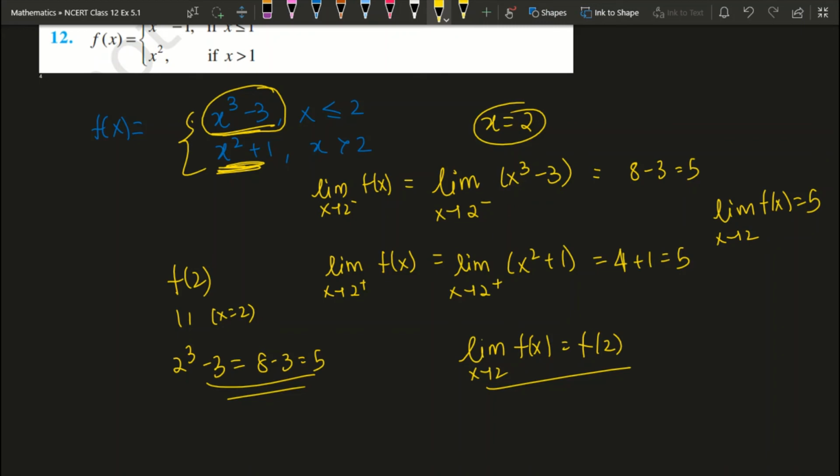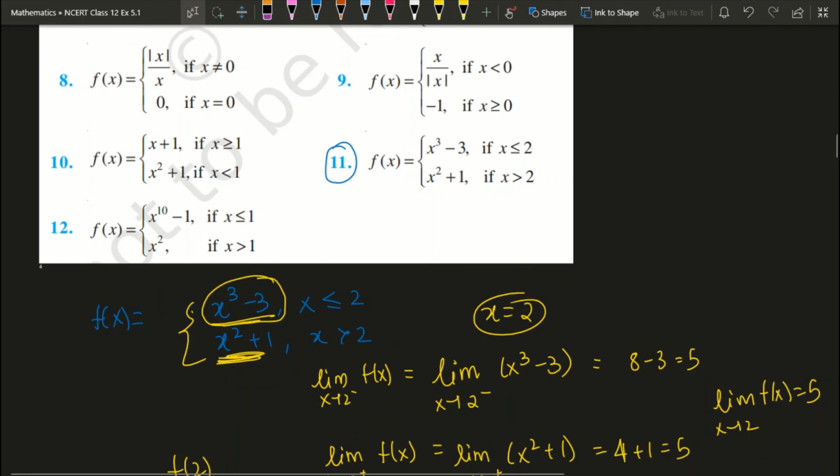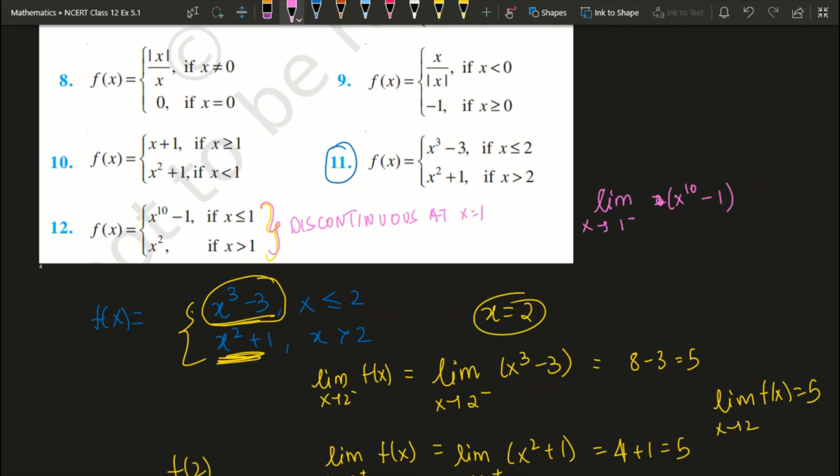So the function is entirely continuous, though in some instances, for example, this function right here, the function in part 12, is discontinuous at x equals 1, because if you put in x a little bit smaller, the limit if x approaches 1 from the left hand side, that is, it's smaller than 1, then you get x to the power 10 minus 1. That's the one we have to take if x is less than or equal to 1, and that's equal to 0. 1 to the power 10 minus 1 is equal to 0.